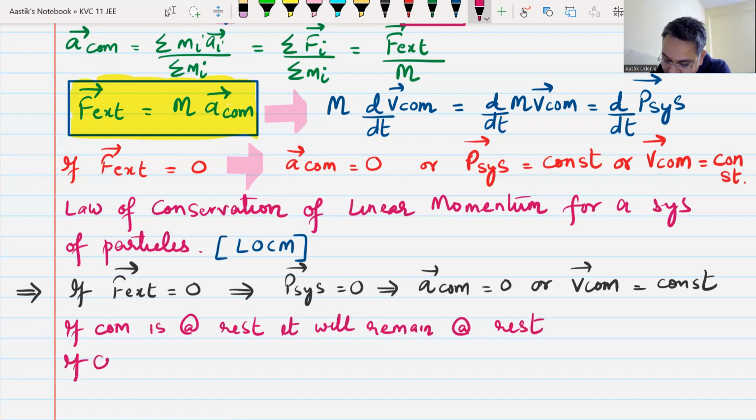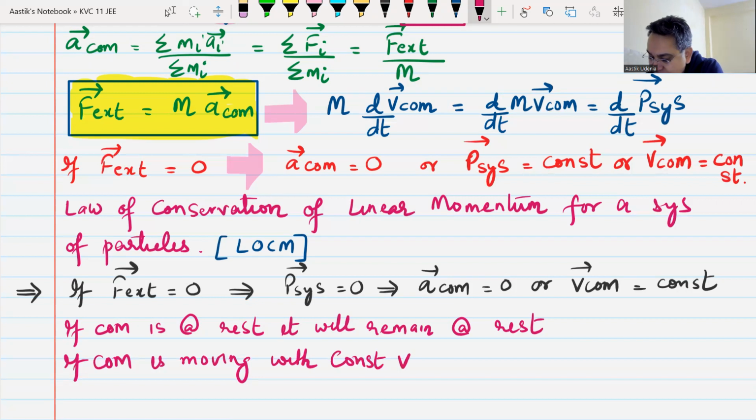If the center of mass is moving with constant velocity, it will continue its motion.